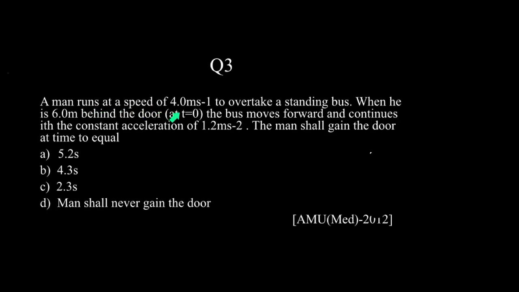A man runs at a speed of 4 meter per second to overtake a standing bus. When he is 6 meter behind the door, the bus moves forward and continues with a constant acceleration of 1.2 meter per second square. The man shall gain the door at time equal to.